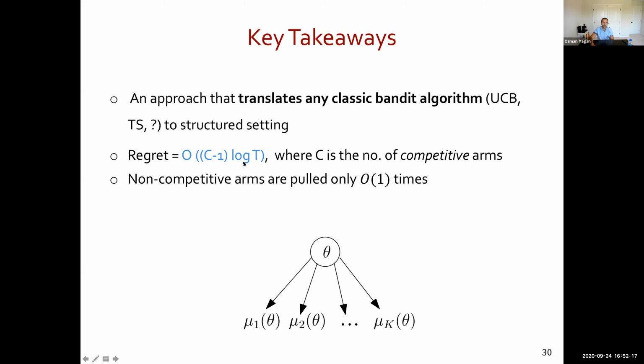The regret again is scaling like, rather than k minus 1 times log t, it scales like t minus 1 times log t, and the non-competitive arms, put differently, are pulled only finitely many times. So that's the end of the first part of the talk, and I think the majority of the talk is about that. So I'll maybe take about 10 to 15 minutes for the other case, and that will be the end. But I can take any questions, I think, about structured case if there are any.